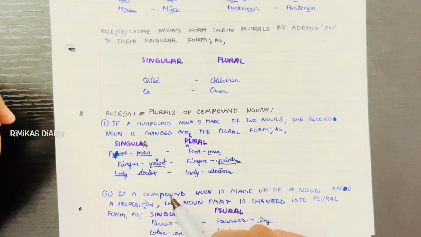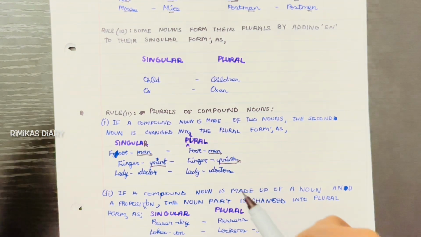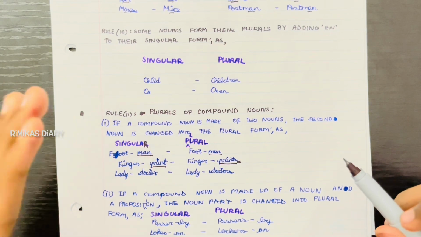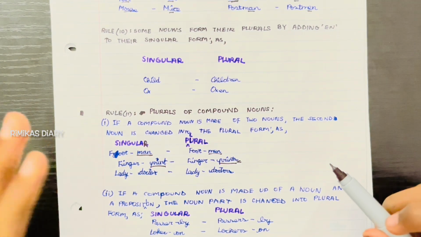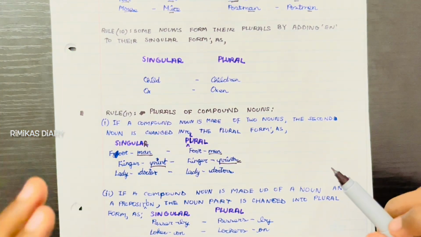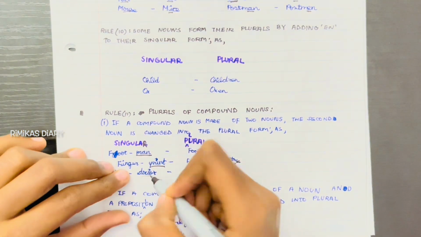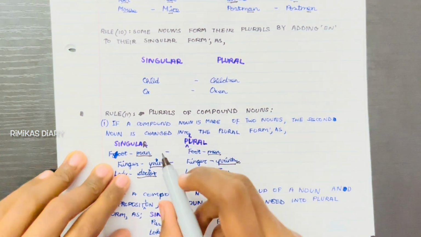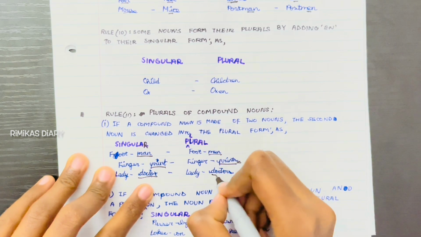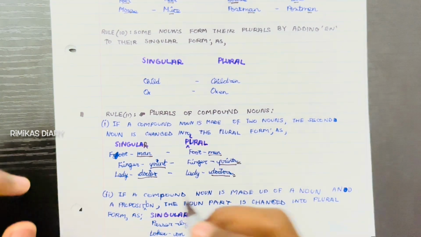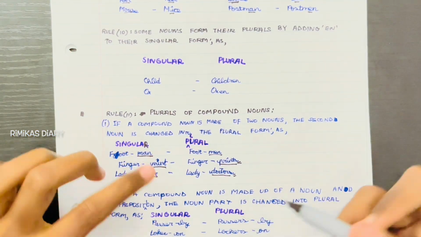Next, lady doctor, lady doctors. We're not doing anything to the lady here. We're not changing it to ladies. We're keeping it. We're only changing the second noun. We're changing the doctor to doctors by adding an s at the end. So lady doctor to lady doctors.